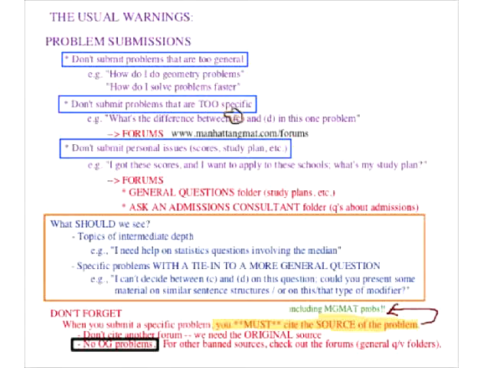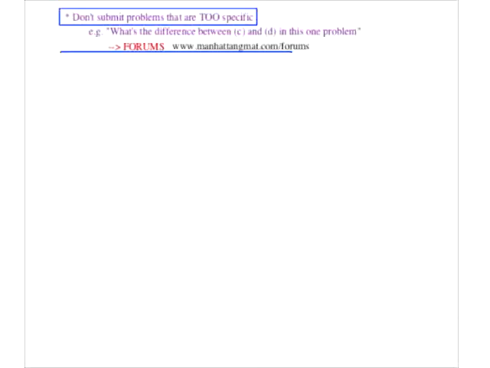Also, please don't submit problems that are too specific. A lot of you guys have been doing this in the last couple of weeks. So let me just illustrate with a couple of problems that people have posted in the last couple of weeks. The principle again here is please guys don't submit problems that are too specific, because that's why we have a forum online. The purpose of our forum is to address super specific problems. So here's an illustration of a submission like this from the last week.